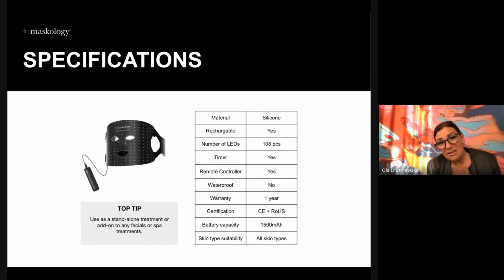We've also put together for you a quick list of specifications. It covers all your things like what it's made of, number of LEDs, whether it's waterproof, and the warranty. That's really just for your personal information.